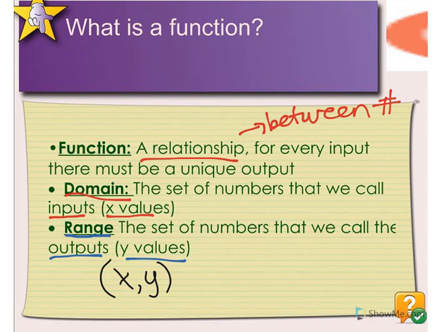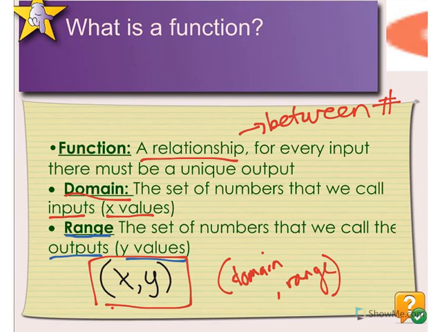So we use x and y because we can write all of our input-output values as ordered pairs or coordinates. So remember, we write coordinates as x, y coordinates. So whenever you see an ordered pair like this, we're always going to have the domain as the x value and the range as our y value. So again, those are our 3 vocab words for this section.